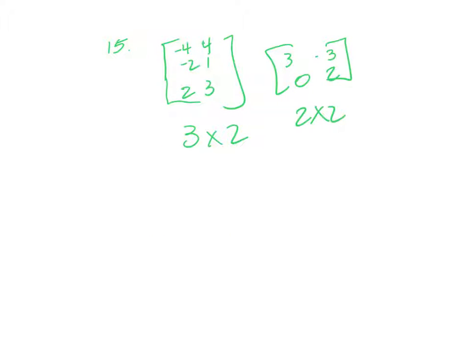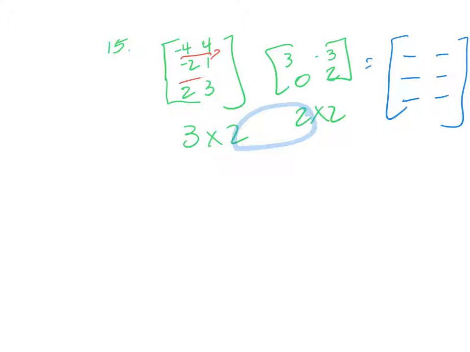Okay, so we figured out that we've got a 2 and a 2 here, and so the answer is going to be a 3 by 2. Everybody got that? So let's find this one. To get the first number, you're going to do the first row and the first column. So it's negative 4 times 3 plus 4 times 0, which is negative 12, because 4 times 0 is 0.